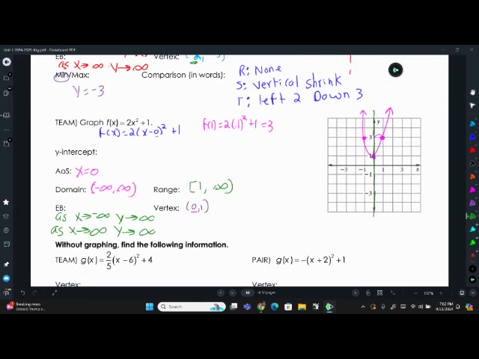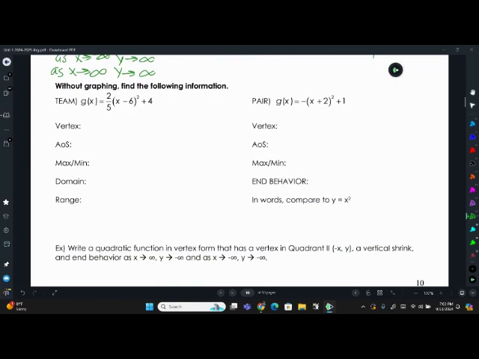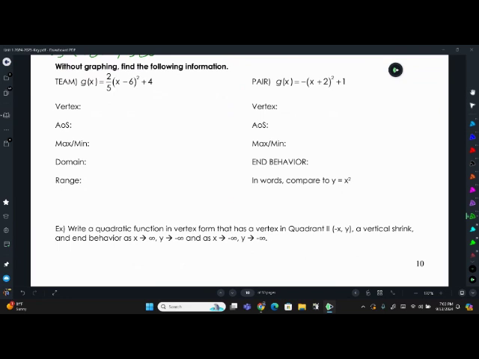All right, so graphing them is not that difficult. You just have to remember the process of getting that y-intercept and reflecting it over the axis of symmetry. That's the monkey wrench in this. Now, let's look at these where we're going to identify this information without graphing.